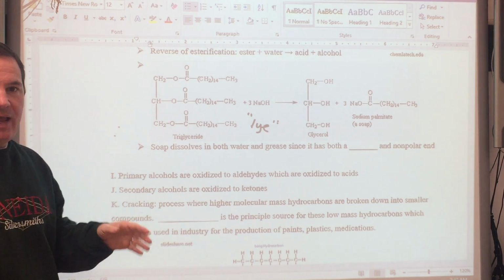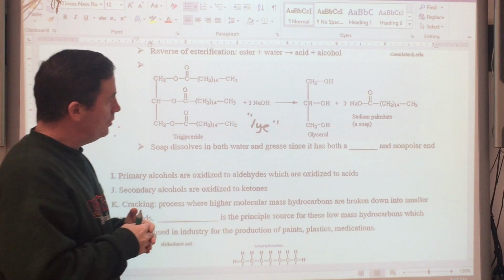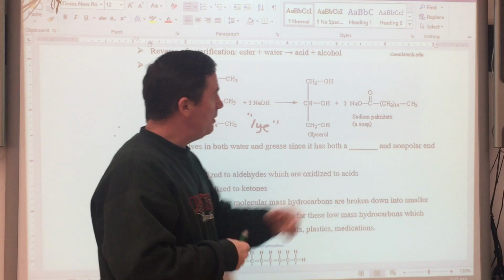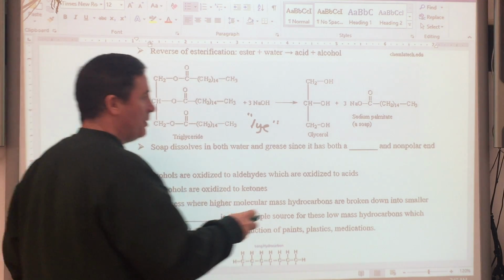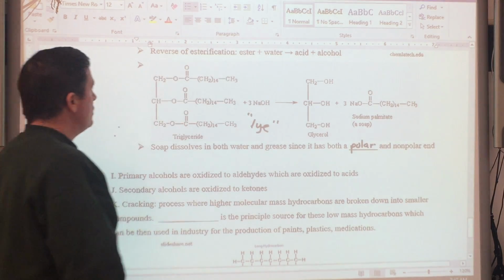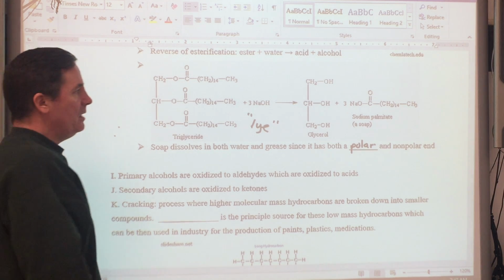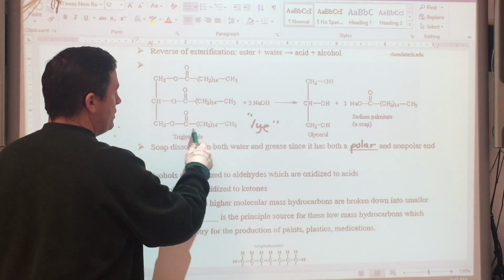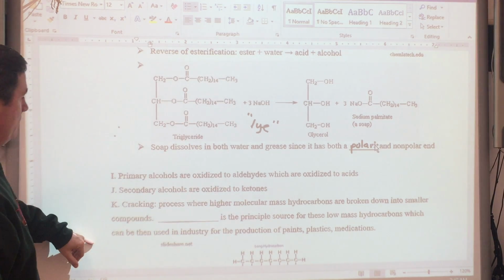You take fat and add acid to it, or excuse me, a strong base, like potassium hydroxide or sodium hydroxide, and you end up getting soap. Soap dissolves in both water and grease since it has both a polar and a non-polar end. So saponification is making of soap, and essentially you're taking an ester and adding a strong base to it.